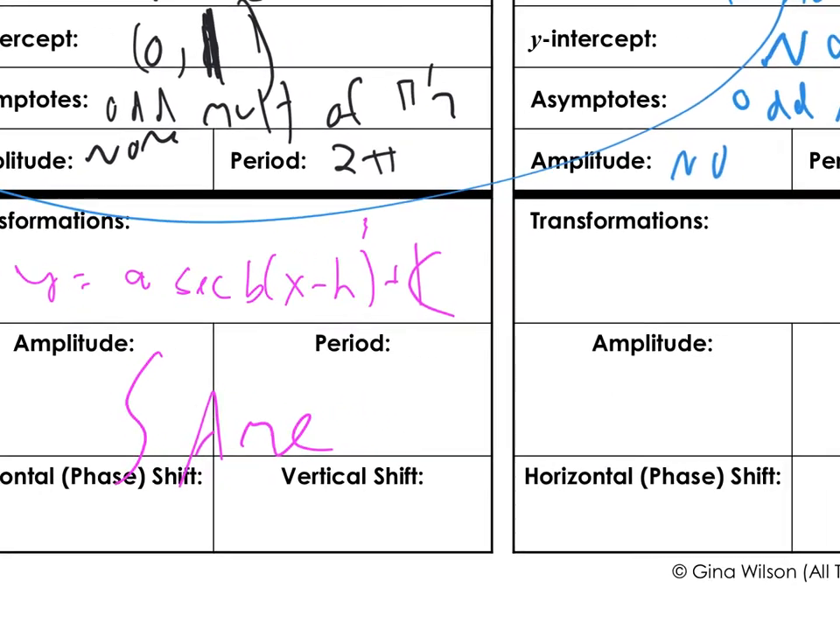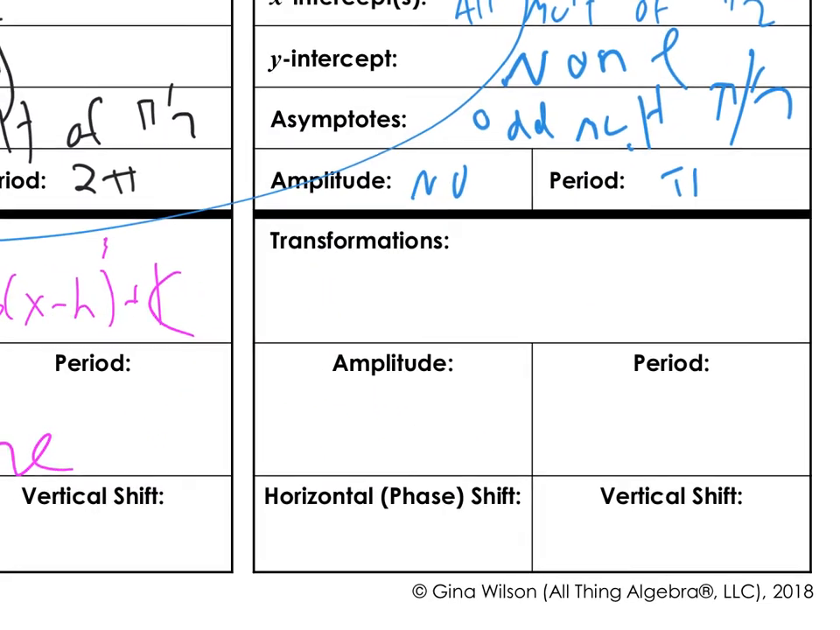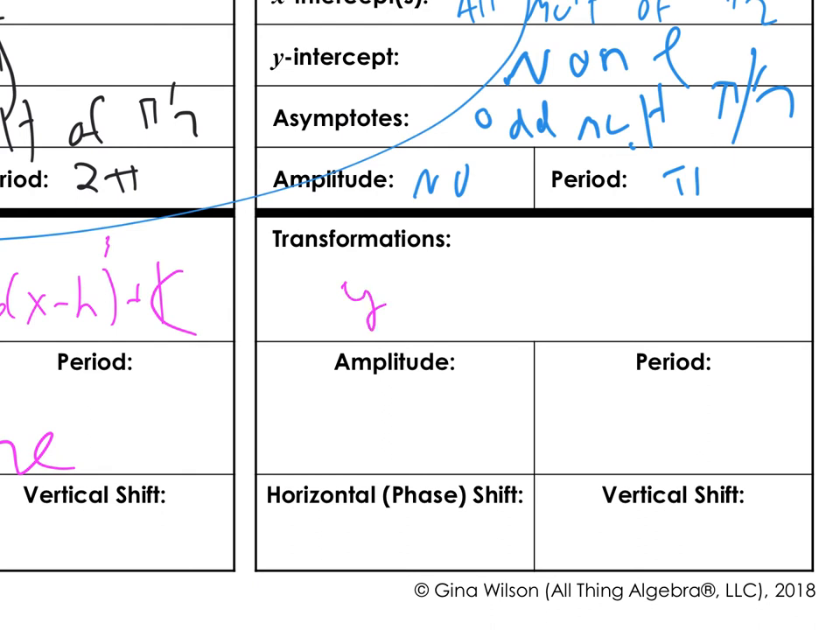Tangent. Tangents are people too. They can shift up and down. Y equals a cotangent of b times x minus h plus k. But does anything change? I'm not really sure.